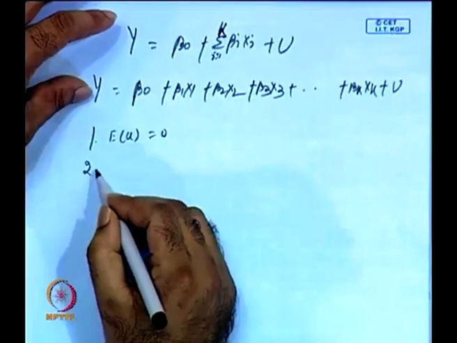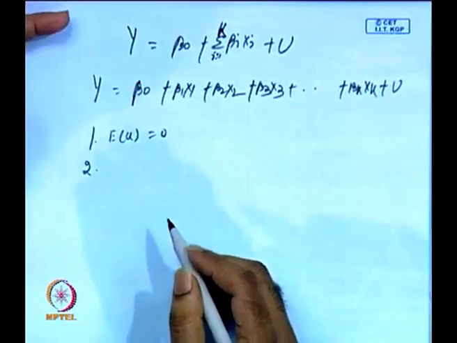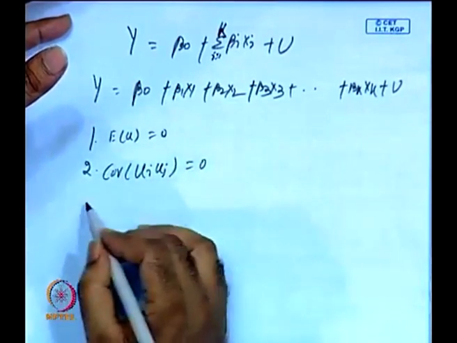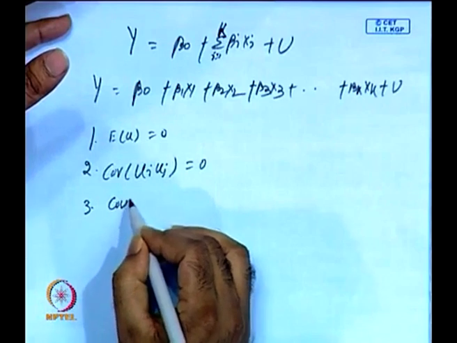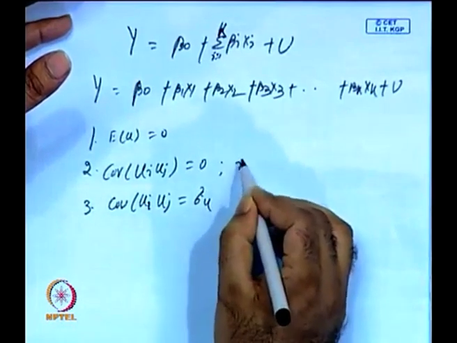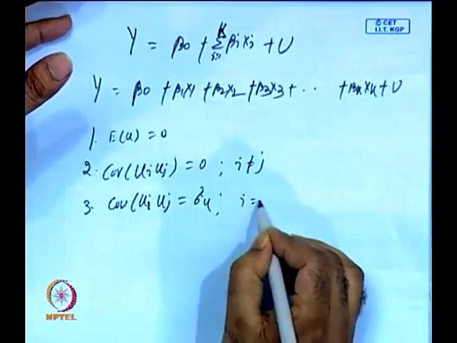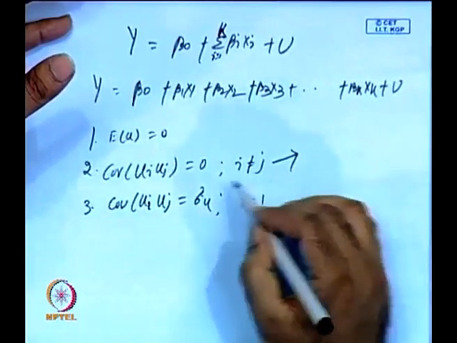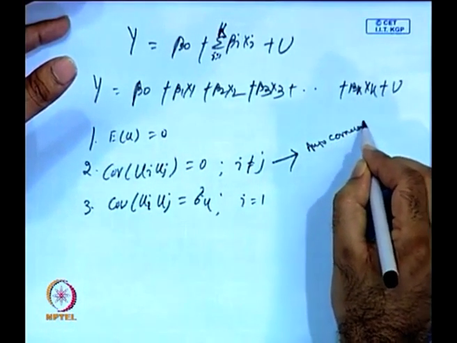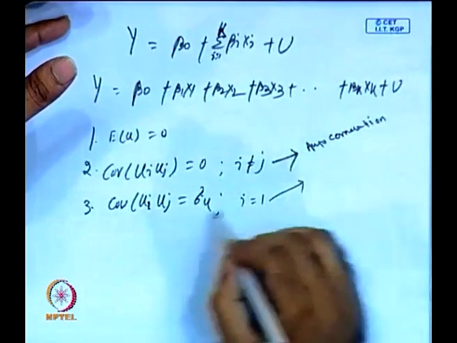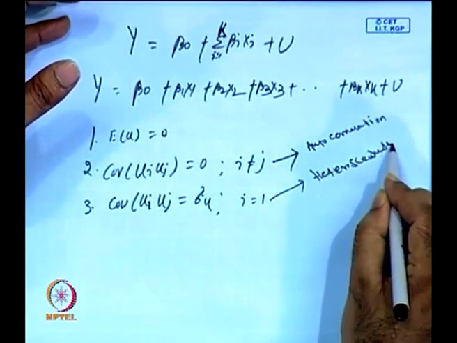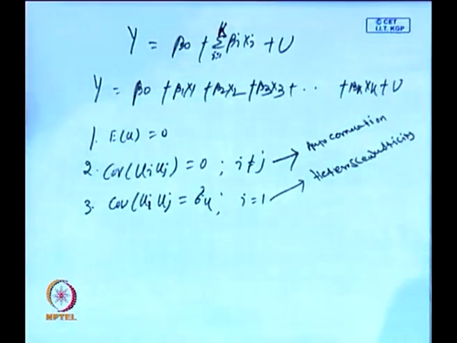The first standard assumption is that E of u equals 0. Then covariance of ui uj is equal to 0. Third, the covariance of ui uj is equal to sigma square u when i equals j, and 0 when i is not equal to j. If this is not satisfied, then it is the serial correlation problem or autocorrelation problem, which in fact we discussed earlier. If the constant variance does not hold, then it is called a heteroscedasticity problem.